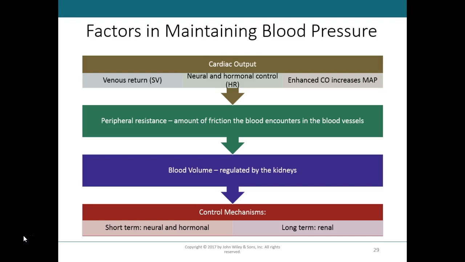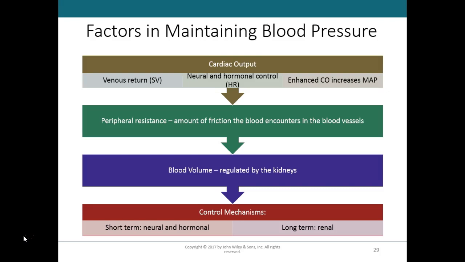So if you change how much blood is coming back into the heart by altering venous return, or change heart rate, increase or decrease heart rate, you're going to change cardiac output, and that of course is going to increase or decrease the mean arterial pressure. You can also have a short-term fix by just changing peripheral resistance.